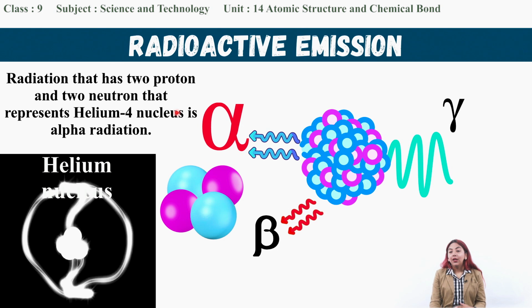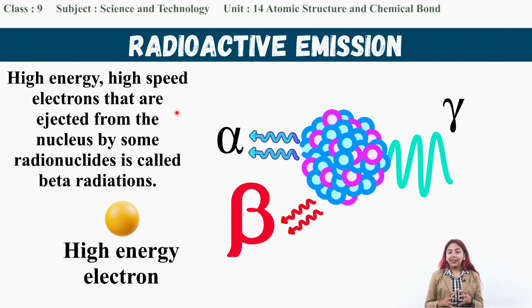Now, let us talk about another radiation, that is beta radiation. Beta radiation is the type of radiation that consists of electrons that have high energy and travel at very high speed. So, high energy and high speed electrons that are ejected from the nucleus by some radionuclides are called beta radiation.